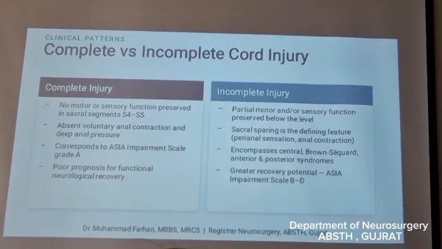Incomplete injury can occur when there is partial motor or sensory function preserved, or partial motor or sensory function lost below the level of the injury. Then we can classify them into incomplete spinal cord injury.